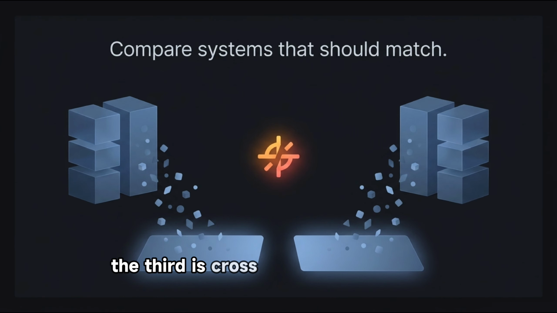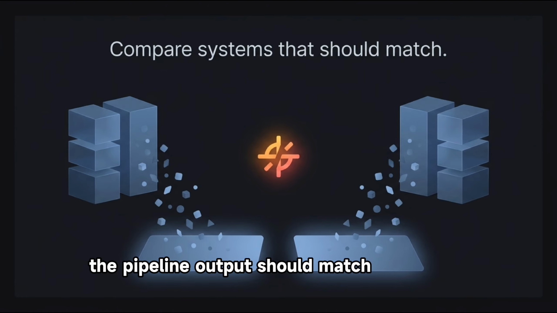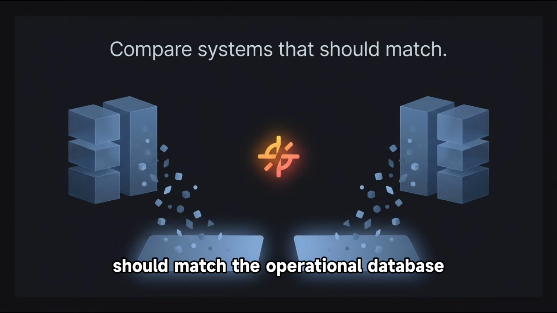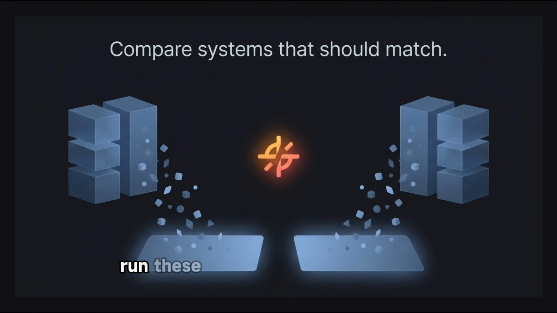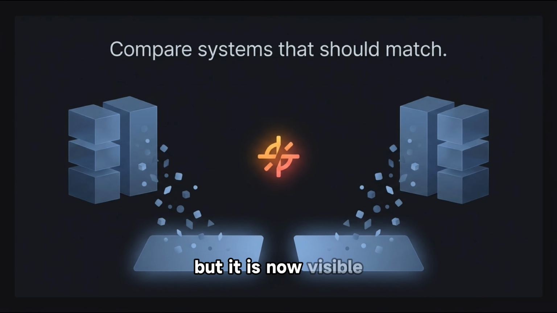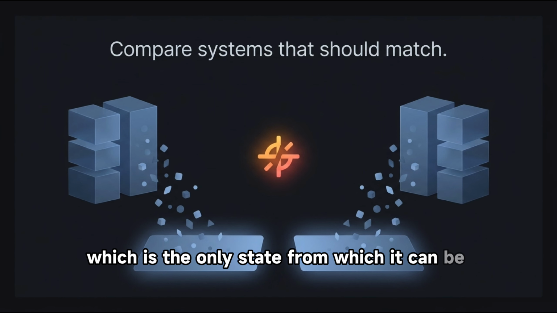The third is cross-system reconciliation. Periodic reconciliation between systems that should agree is one of the most reliable ways to surface silent inconsistency. The pipeline output should match the source. The reporting database should match the operational database. The ledger should balance. Run these comparisons on a schedule. Alert on discrepancies. This converts a silent failure mode into a detectable one. The discrepancy may be small, it may be old, but it is now visible, which is the only state from which it can be corrected.